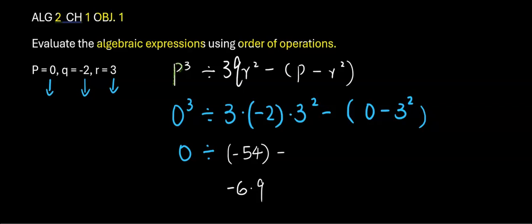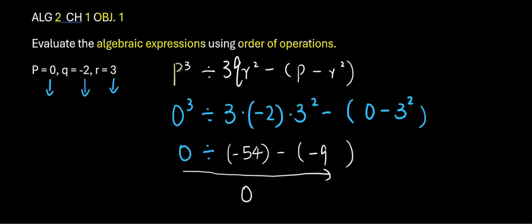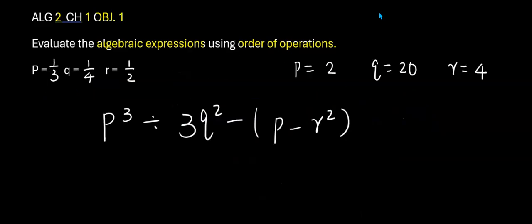Minus 0 minus 3 squared. That is 9. So 0 minus 9. That is negative 9. Okay, we can take care of that right here. And now, order of operations, go this way. We're going to take care of 0 divided by negative 54, that is 0. Minus, minus, that is a plus. And we have 9 as our final solution.